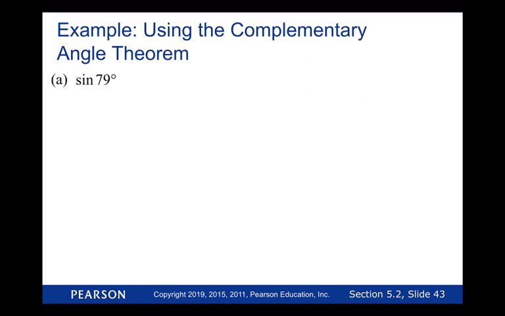Okay. Complementary angle theorem. Again, this is the same as cosine of 90 minus 79. So this is going to be, what is that? Cosine of 11 degrees. And then we just leave it there.